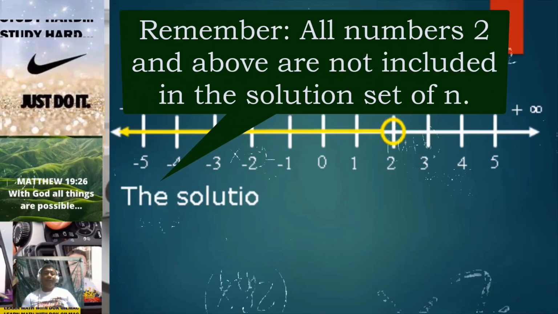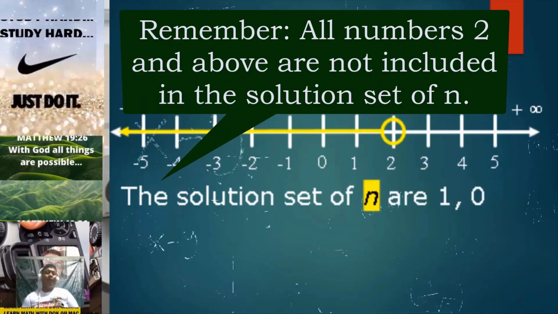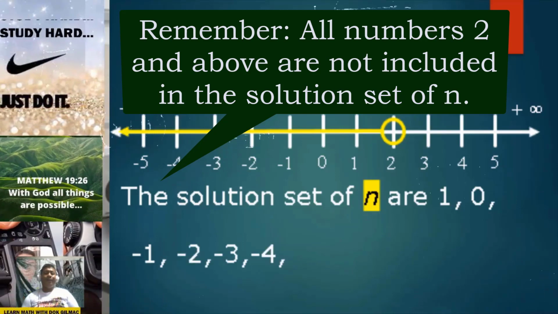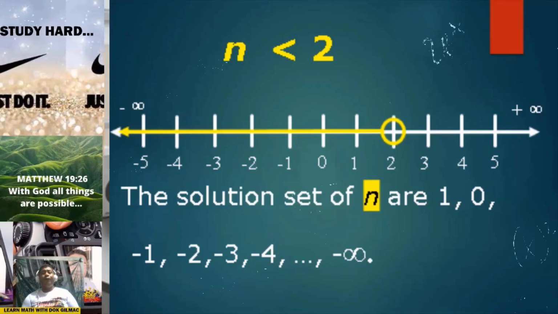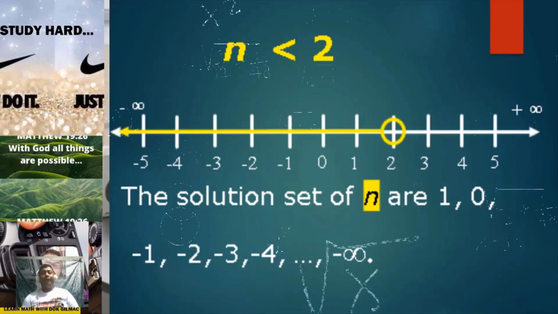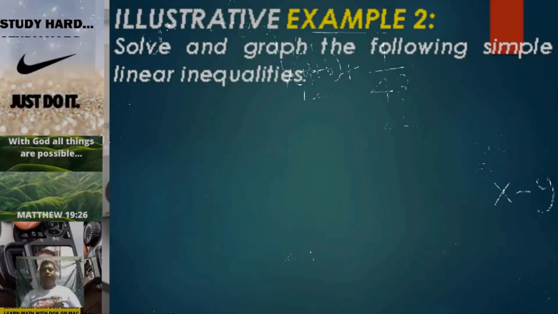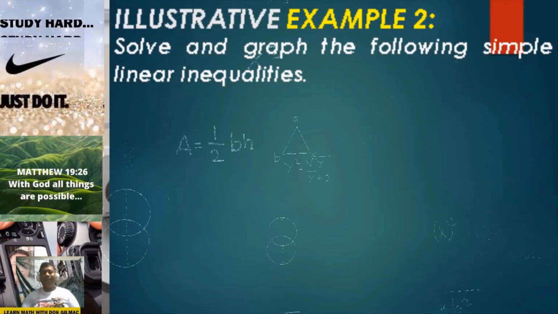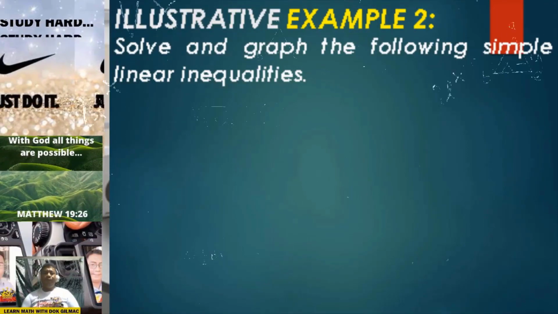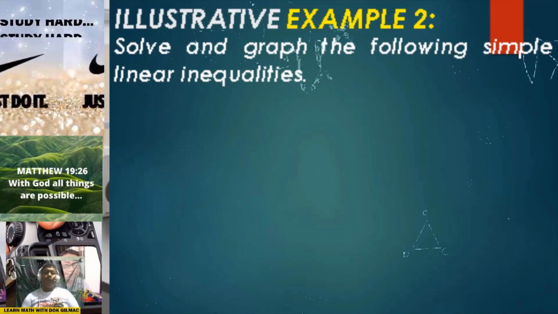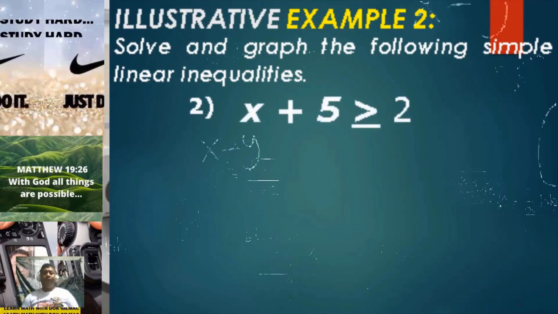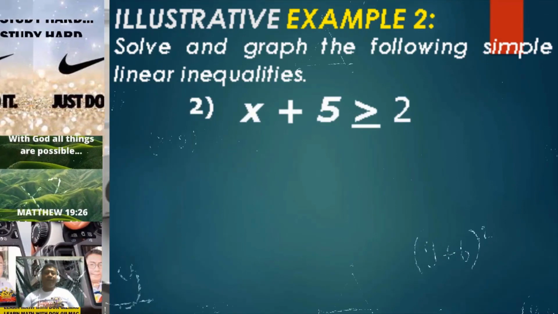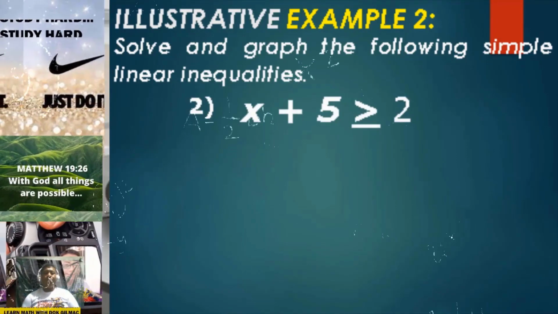Hence, the solution set of n are 1, 0, negative 1, negative 2, negative 3, negative 4, up to negative infinity. Consider illustrative example number 2. Solve and graph the following simple linear inequalities. Number 2. x plus 5 is greater than or equal to 2.